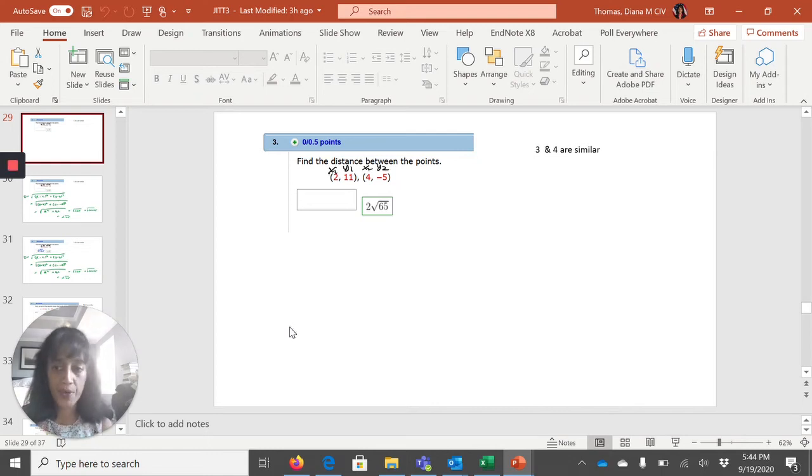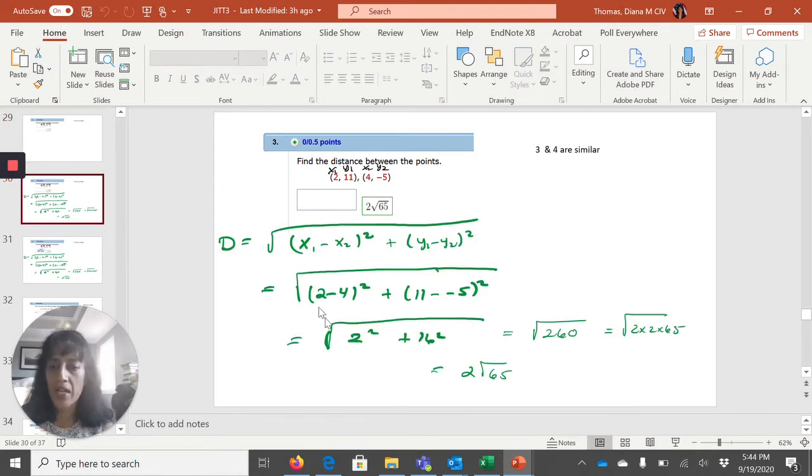Number 3 and number 4 are similar, so I'm only doing number 3. Distance formula, we just got that done, so I'm not going to go through this for very much time. The distance formula is the square root of (x1 minus x2) quantity squared plus (y1 minus y2) quantity squared. I label everything so I'm less likely to make an error.